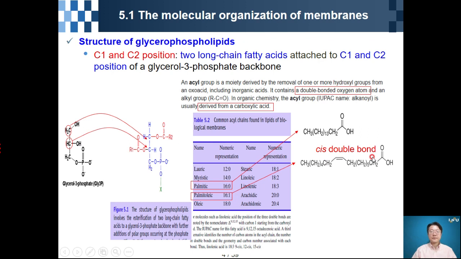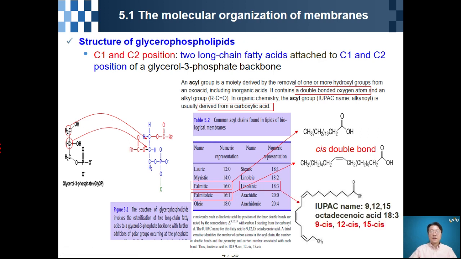Another case is linolenic acid, which is composed of 18 carbons, and it has 3 cis double bonds. Actually the full name of linolenic acid is like this: at the 9th carbon it has a cis double bond, at the 12th carbon it also has a cis double bond, and at the 15th carbon it also has a cis double bond.